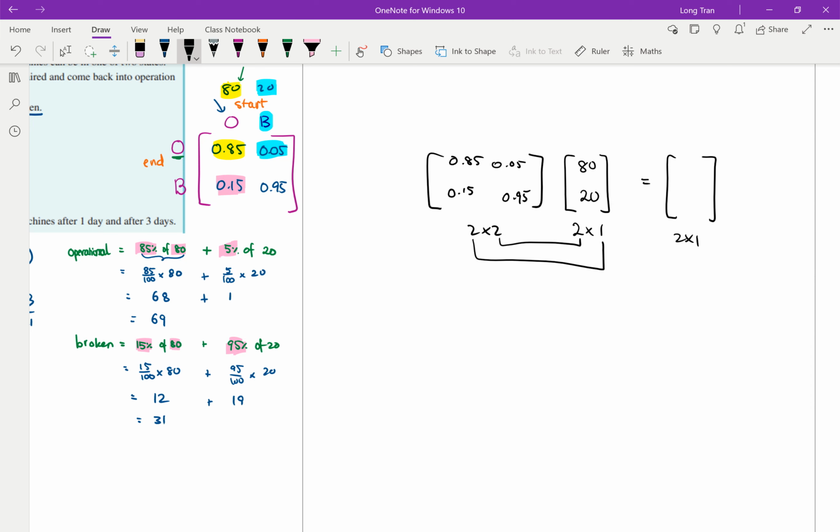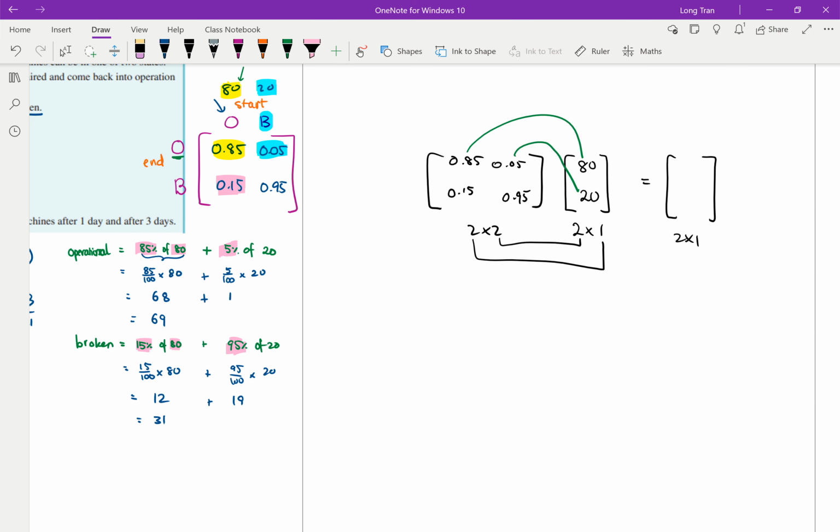Okay? When you multiply this, remember multiplication of matrices is doing the same thing. It's row 1 times column 1. You can see that it actually ends up being the same thing. It's 0.85 times 80 and 0.05 times 20, and you add them two together. That's what we did over here. 85% of 80 and then 5% of 20.